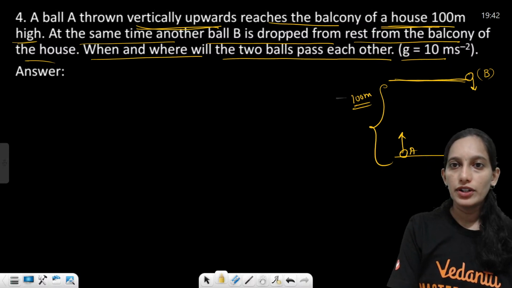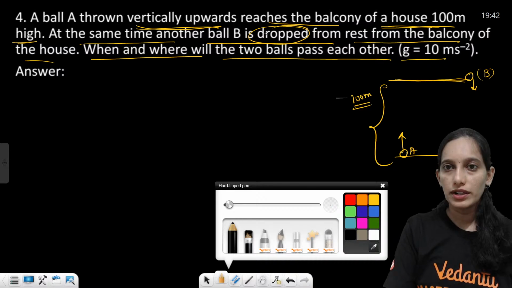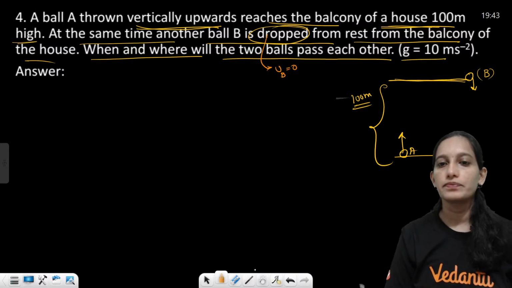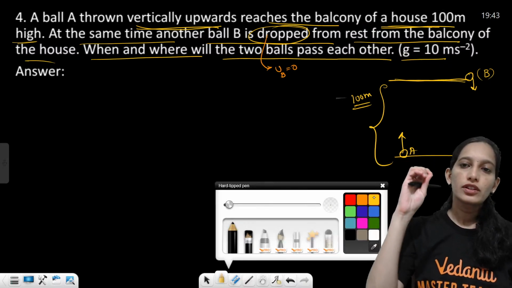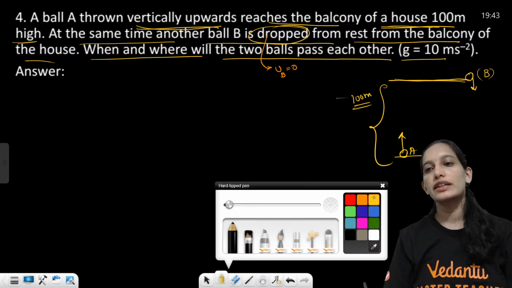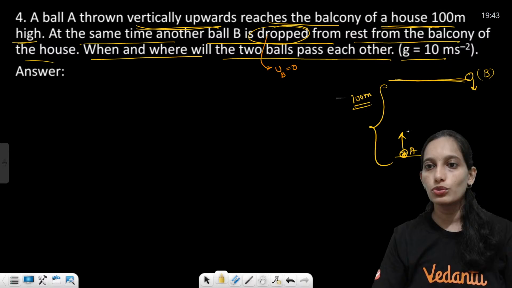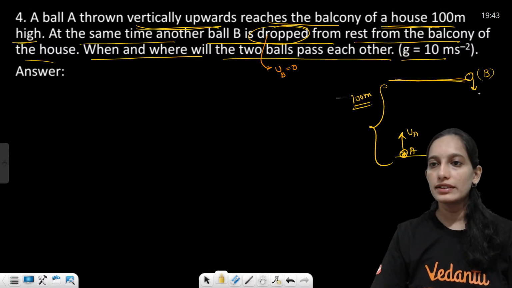Again, here the word is "dropped". If it says dropped, what should we take? That is very important. For this, the initial velocity of ball B is 0. If you see words like dropped or let fall, that means initial velocity is 0. But here, since it is thrown upward, UA is not 0. Don't get confused. UB is 0.